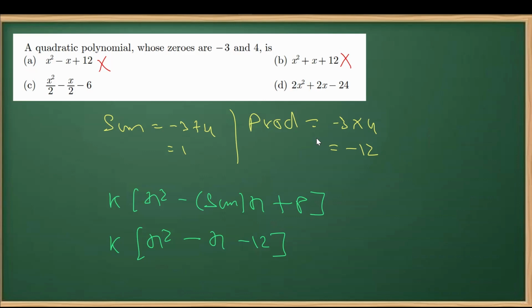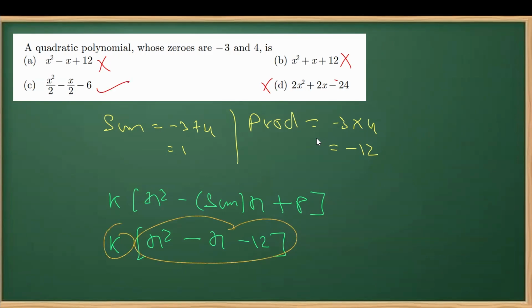Now, when I come to the next part, you may see over here that again the sign of B should be negative, but here B is positive. Therefore, the C part must be correct, but let's figure it out. Why should C be correct? For that, let's write down this C part, which is x squared over 2 minus x over 2 minus 6. Now check, if I take the LCM over here, 2 is the LCM. That will give you what?